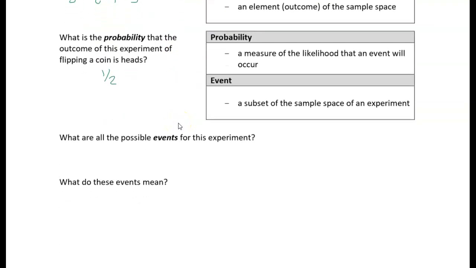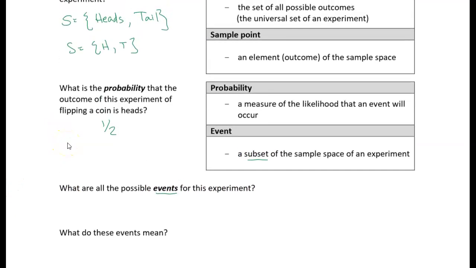What are all the possible events of this experiment? All right, well, we've defined the term event as being a subset of the sample space, right? And our sample space, maybe I should have that up here, our sample space is heads or tails. So what we're really asking is, what are all the possible subsets of the sample space, of S? All right, so let's list all the possible subsets.